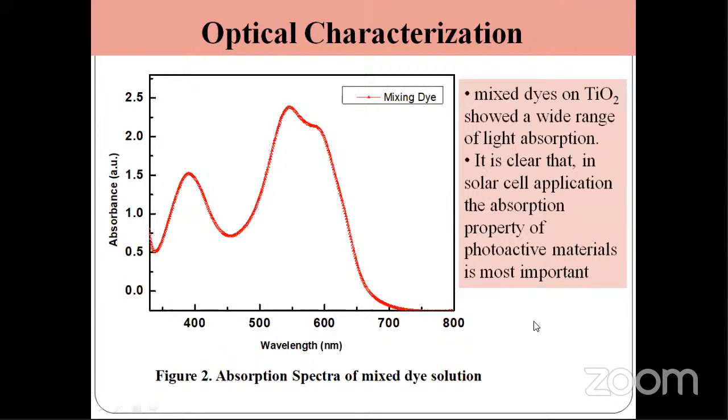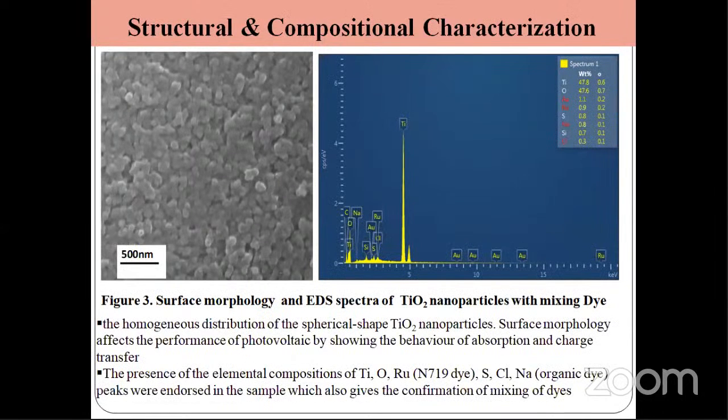It is important in the dye-sensitized solar cell. Now this is the structural and compositional characterization. The FESEM image demonstrates the uniform distribution of dye-absorbed TiO2 particles, which shows the homogeneous distribution of spherical-shaped TiO2 nanoparticles. Also, the surface morphology affects the performance of the photovoltaic by showing the behavior of absorption and charge transfer.